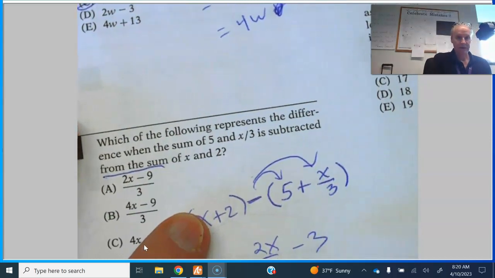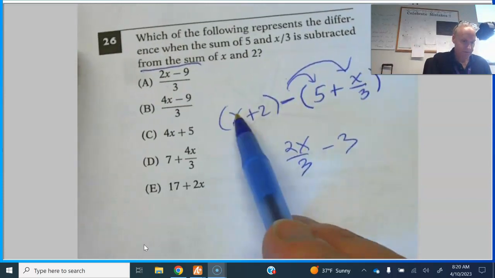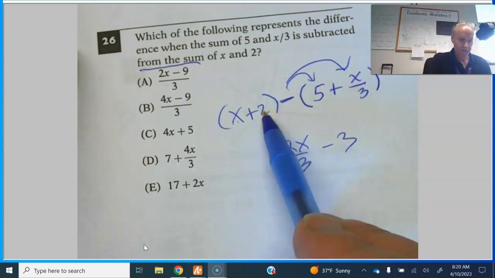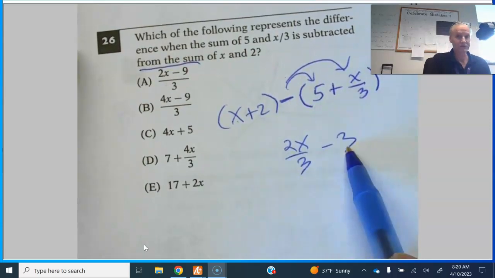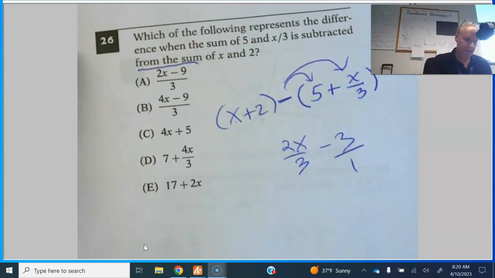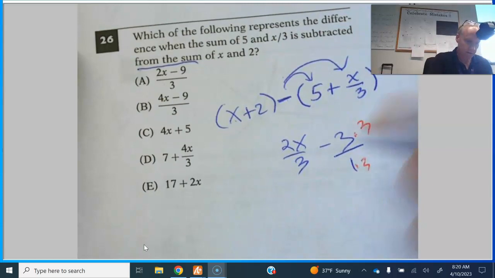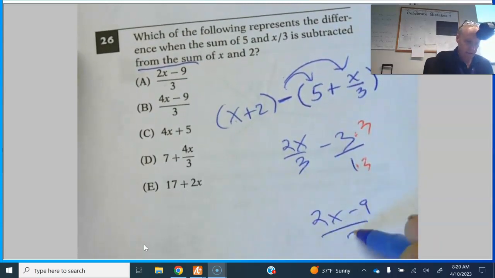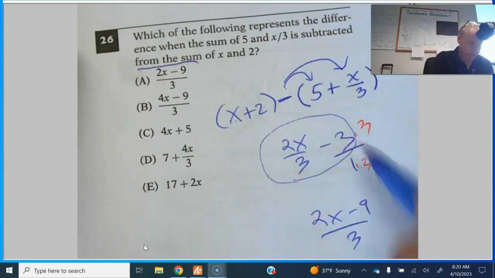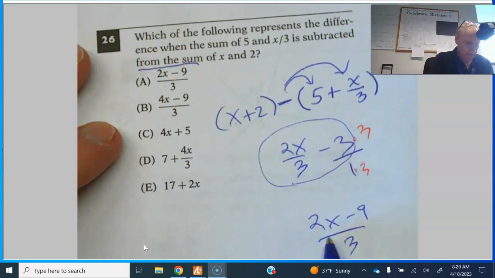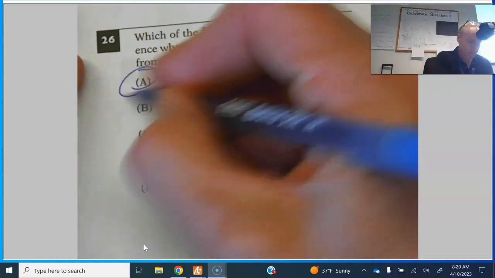Now, the problem is that, sorry guys, it's a little hard to see there. So I took x minus 1/3 x, gave me 2/3 x. 2 minus 5 is negative 3. I'm almost done. I just have to have a common denominator. I multiply by 3, and I get 2x minus 9 over 3. Let's see if that's there. This one is not there, but 2x minus 9 over 3 is.